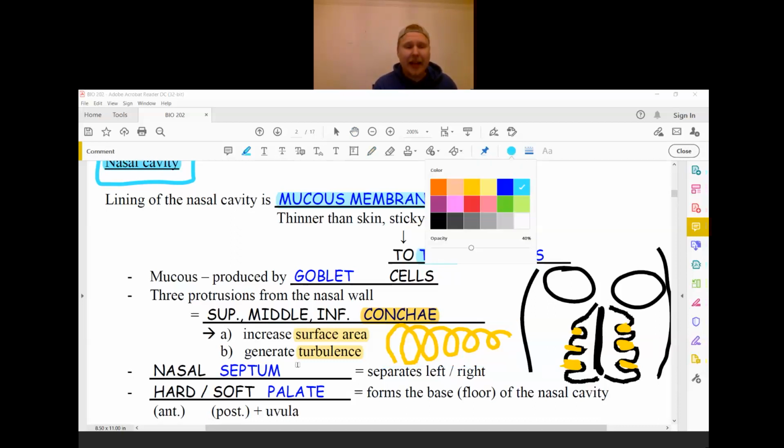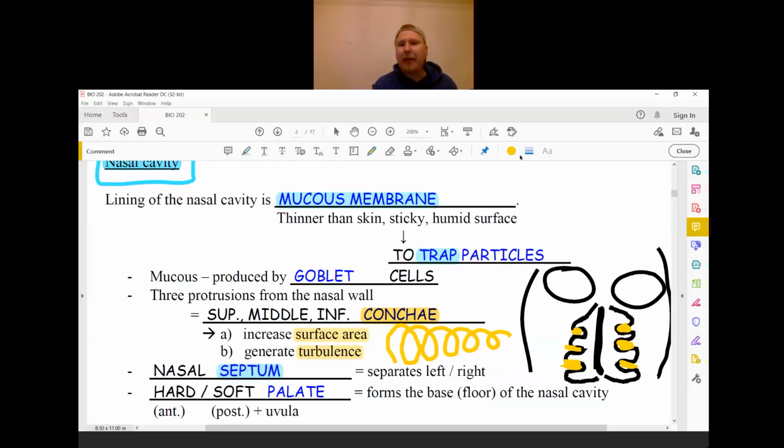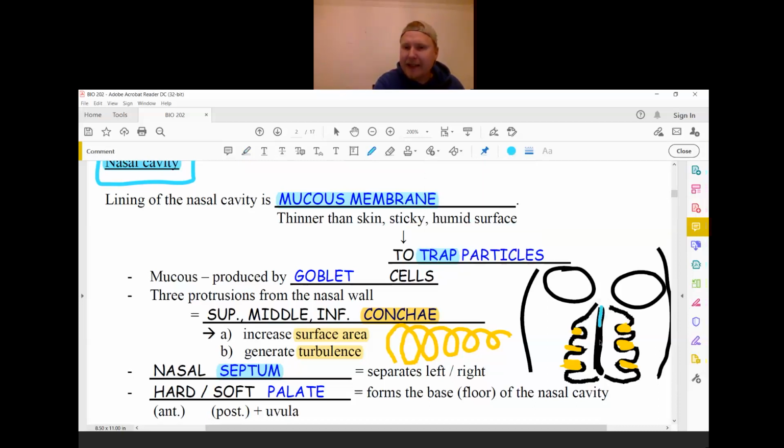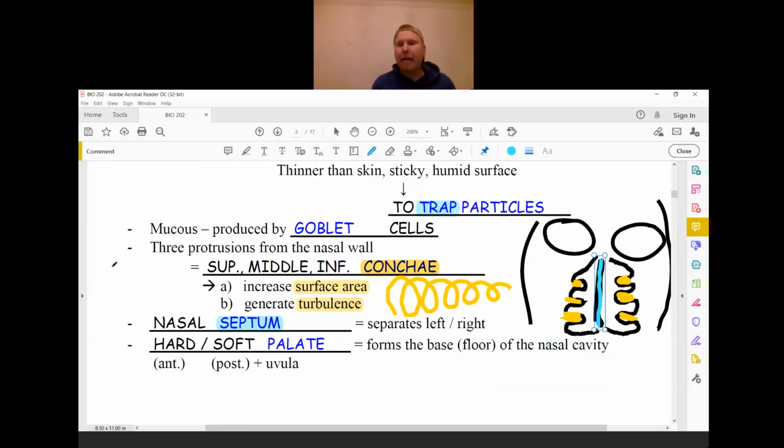our nasal septum. Well, the nasal septum was the part of the nasal cavity that separated the left and right side from each other. So that's what we saw there. And finally, the nasal cavity is separated from the oral cavity by the palate.